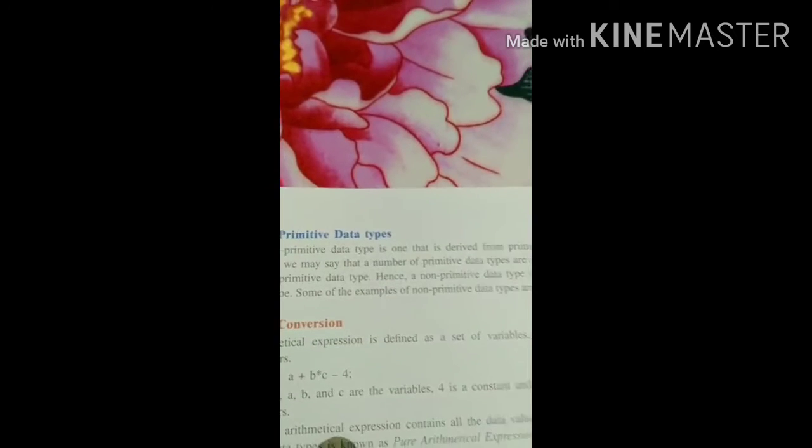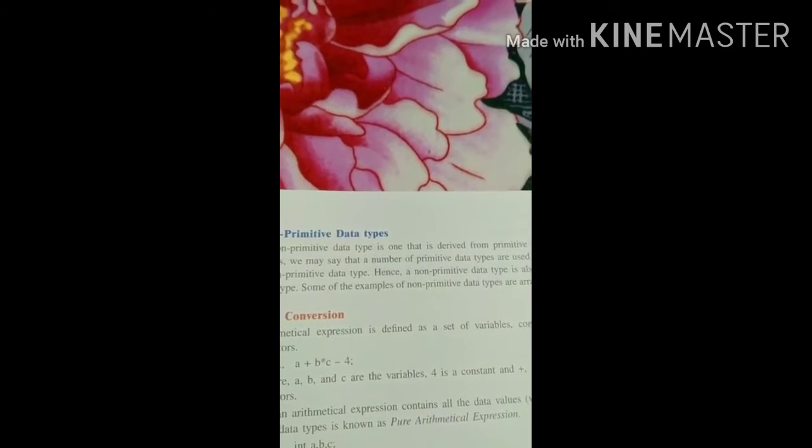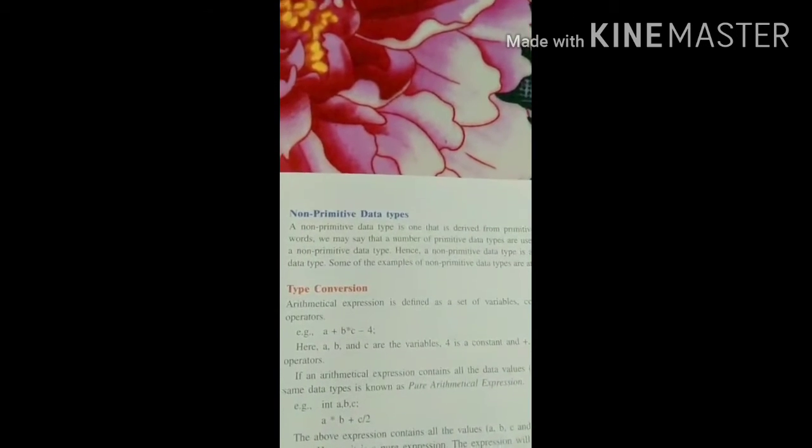And non-primitive data types. A non-primitive data type is one that is derived from primitive data types, so it is also taken from the primitive data types, and this is called a composite data type, like array, class, and interface.